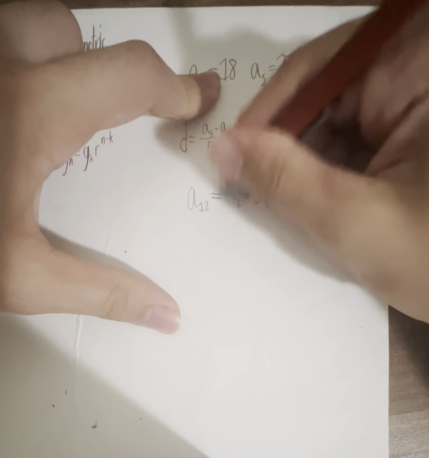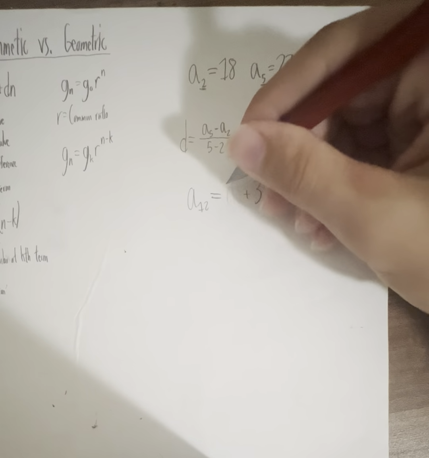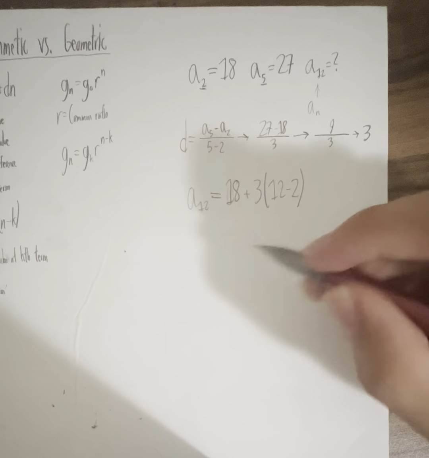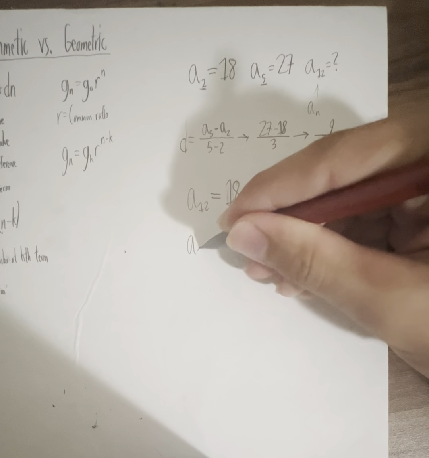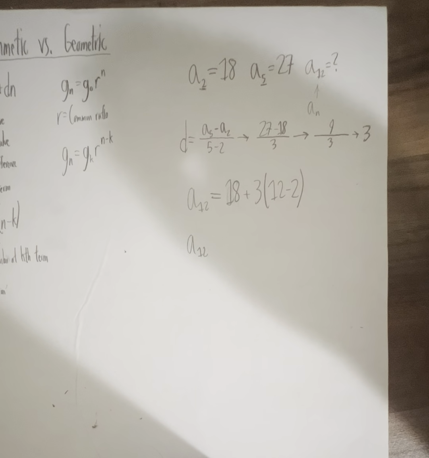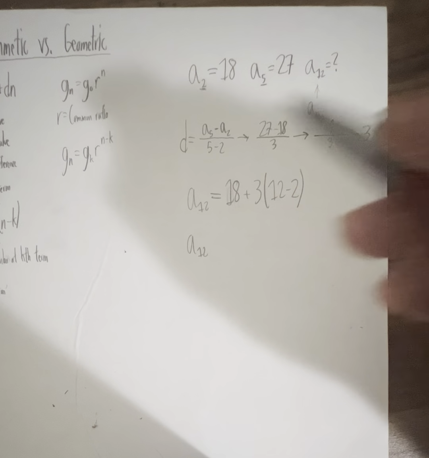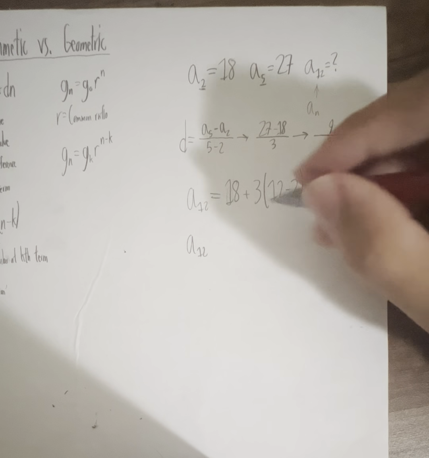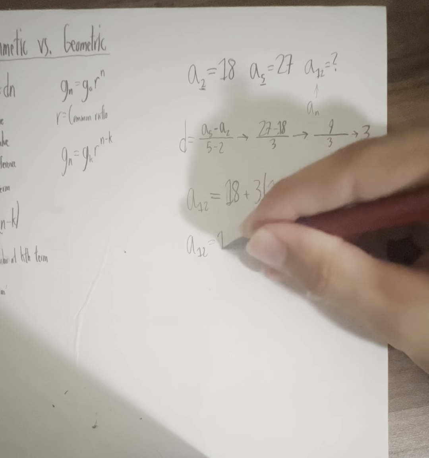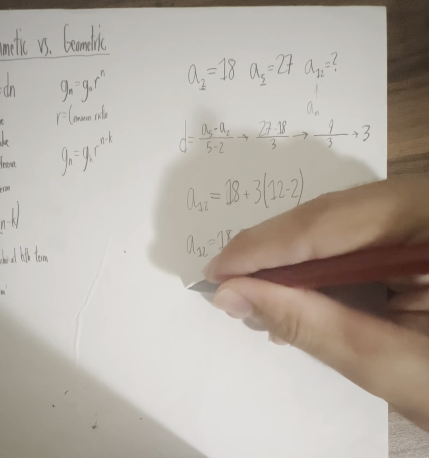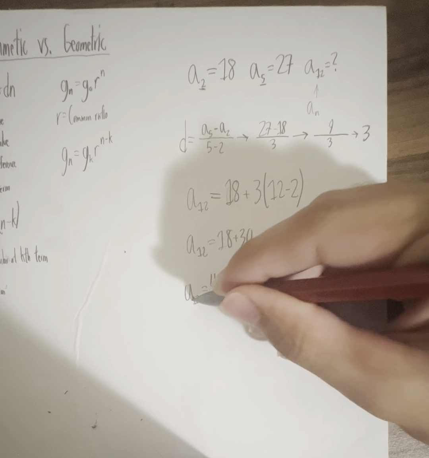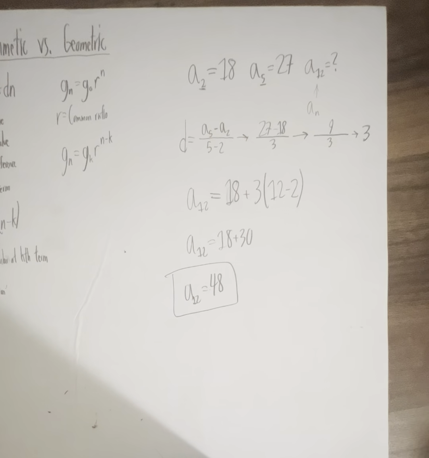And when we plug in a of 2, which is 18, now we just have to do the math. We pretty much just have to do algebra here, because the only variable we don't know that we're trying to solve for is a of 12. So 12 minus 2 is 10, times 3 is 30, plus 18 is 48. That's supposed to be a of 12. And that's your answer for arithmetic.